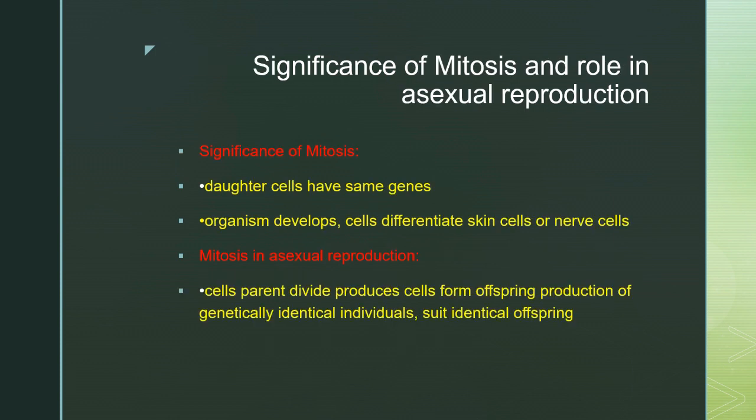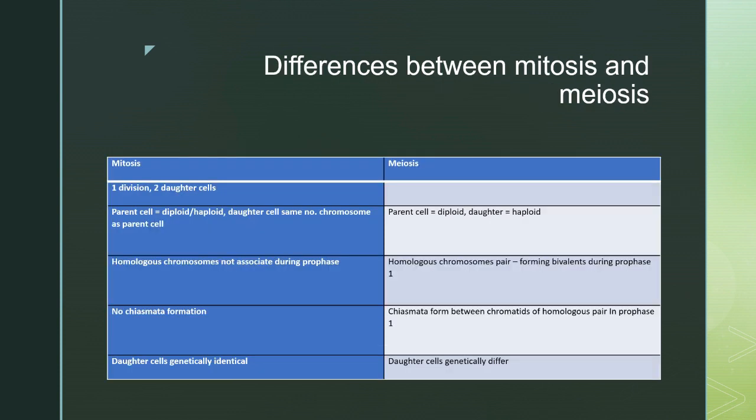It's quite significant to note mitosis and its role in asexual reproduction, as daughter cells will have the same genes, and as an organism develops, the cells will differentiate into skin cells or nerve cells. Now, in asexual reproduction, the parent cell will divide, producing cells forming offspring, the production of genetically identical individuals.